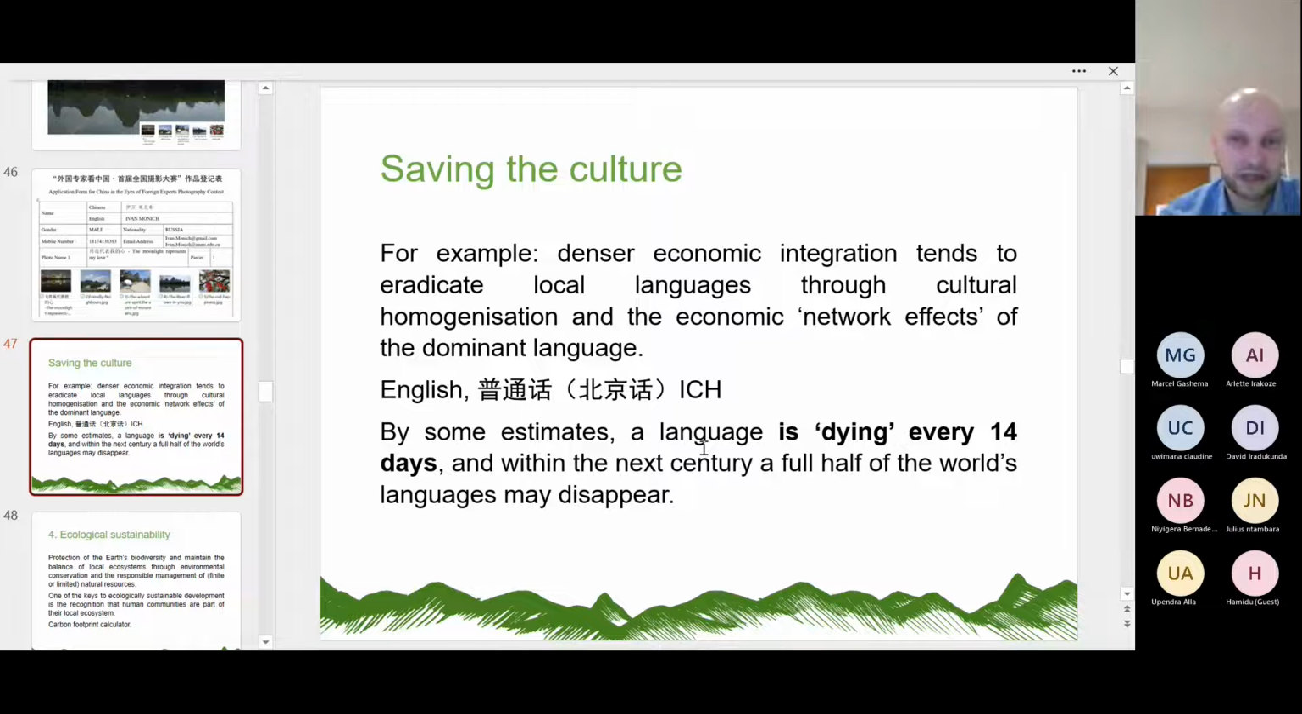But still, there are some estimations that a language is dying every 14 days. And within the next century, half of the world's languages may disappear. So that is why there are some initiatives from the government to support the local customs, the local traditions, and the language of local communities.